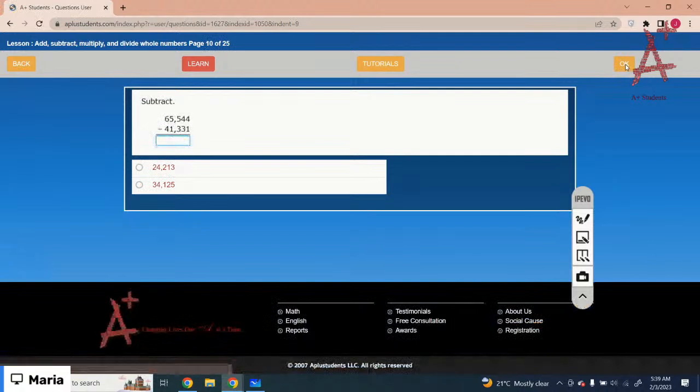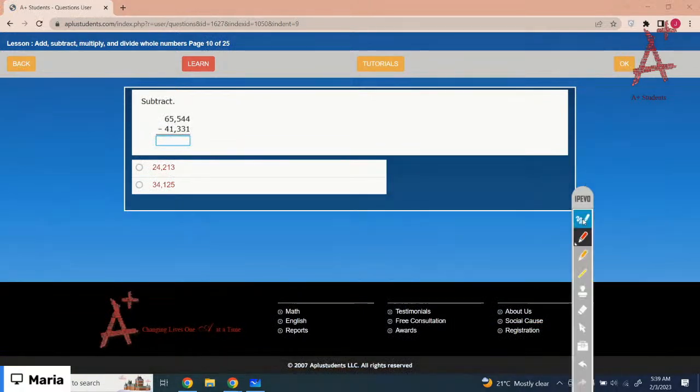Okay, the next one is you have to subtract. So 4 take away 1 is 3. 4 take away 3 is 1. 5 take away 3 is 2. 5 take away 1 is 4. And 6 take away 4 is 2. So it would be option number 1, 24,213 is the correct option. Got it?